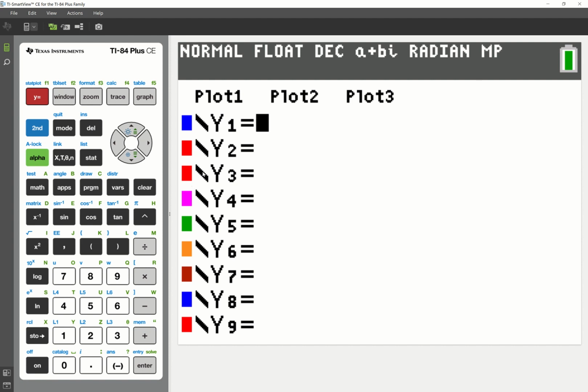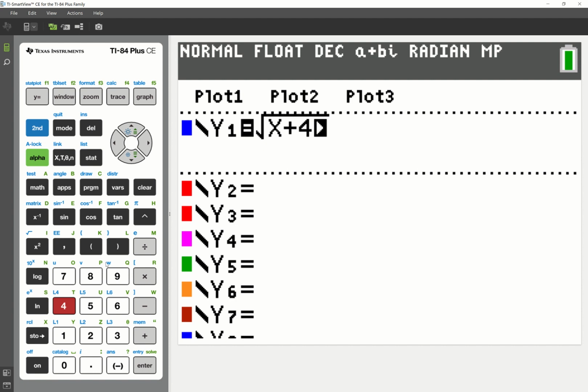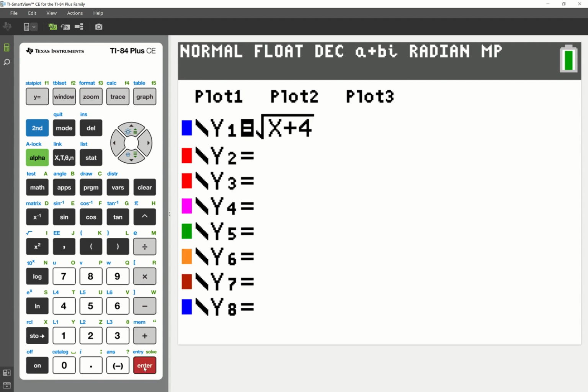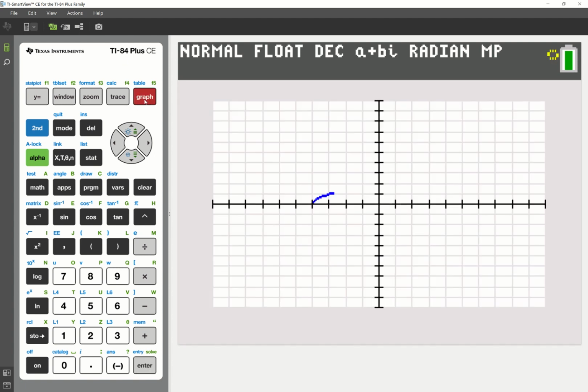For us, our function formula was the square root of x plus 4. I'm going to simply type that in and press enter. Just make sure that it matches what's on your paper. It's always good to make sure that you typed it in correctly. Then once you type it in, you simply press graph, and it's going to create this nice picture of the graph for you.